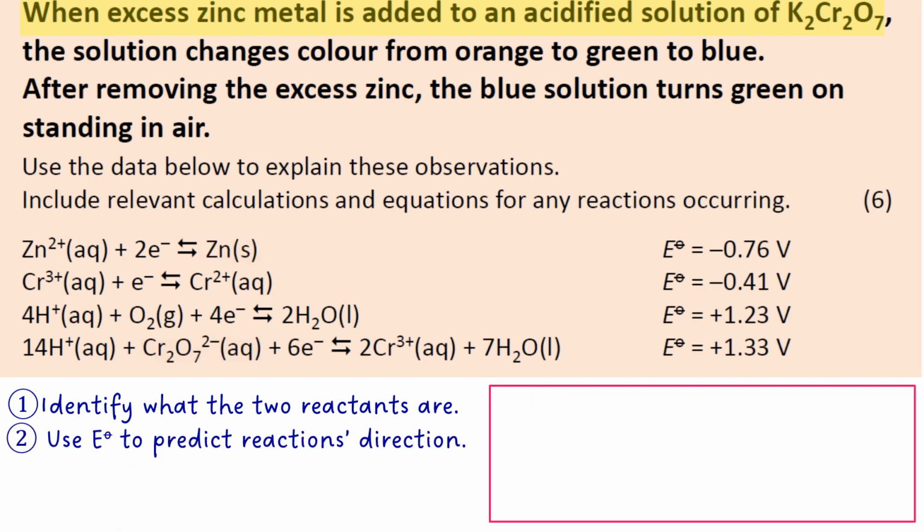Then you use the electrode potential values to predict the reaction's direction, and use the idea of position of equilibrium shift to justify what you say. So using the data, we're going to go for the minus 0.76 because that's next to the zinc, and we're going to use the plus 1.33 because that's next to the dichromate.